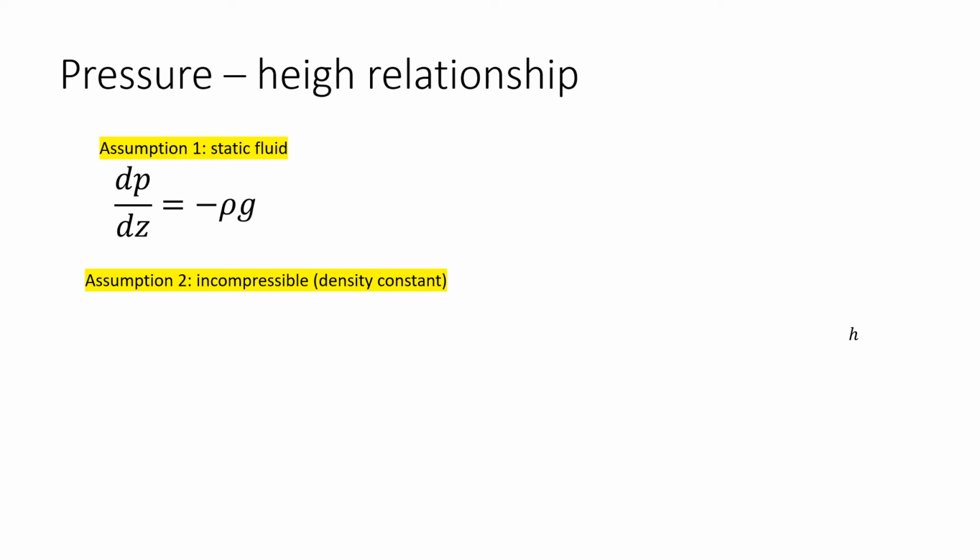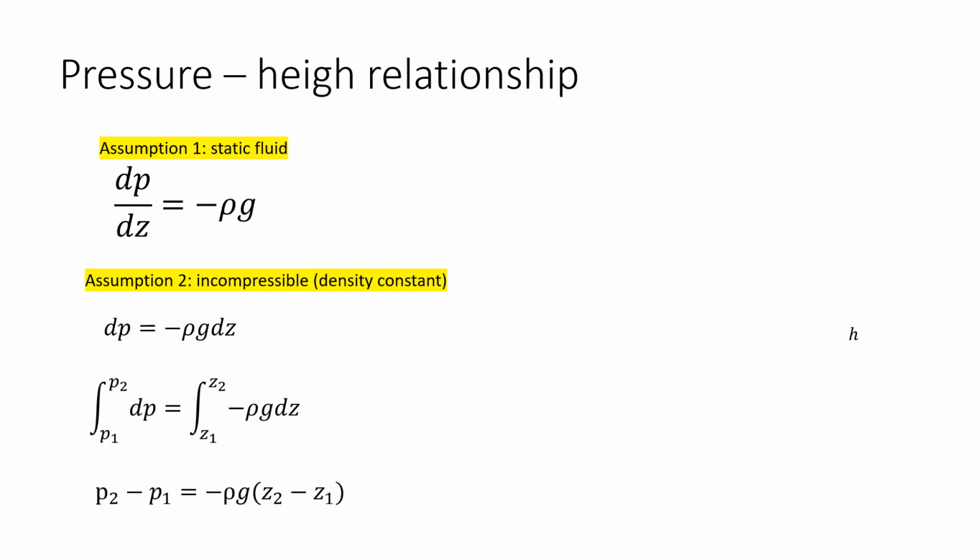And then we can move dz to the other side, because rho g are both constant, so we can do integration on both sides from location 1 to location 2. And because rho g is a constant, we can pull it out and then do integration. We'll end up with P2 minus P1 equals negative rho g times (Z2 minus Z1).